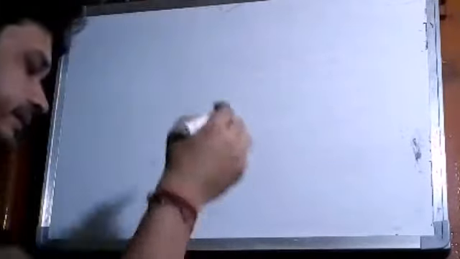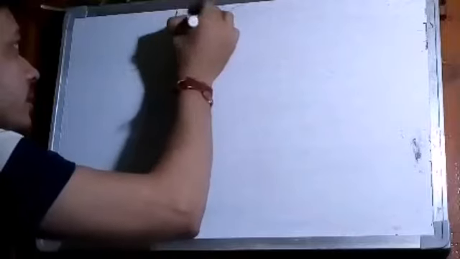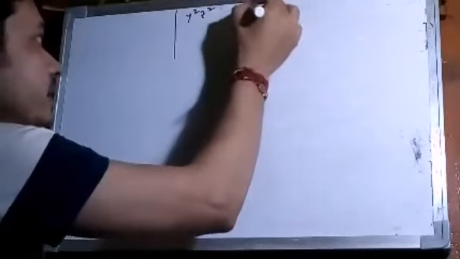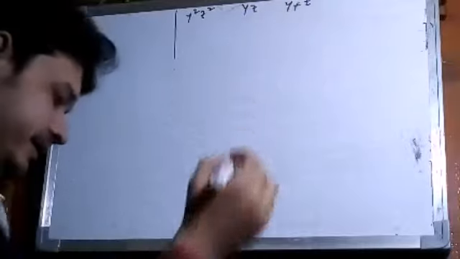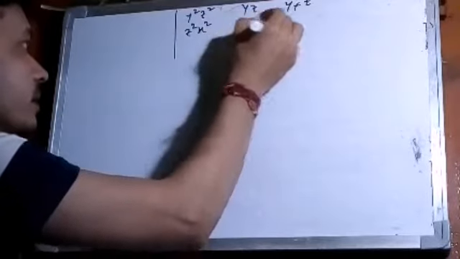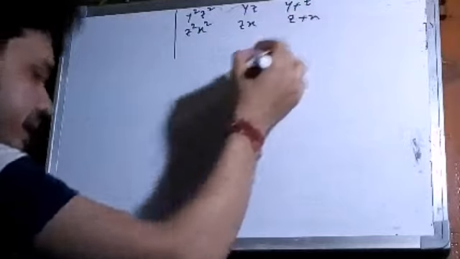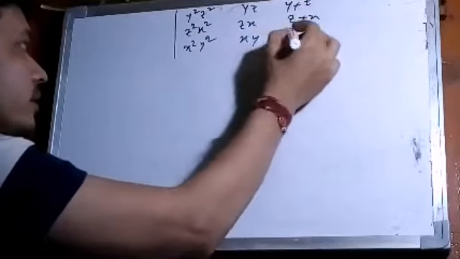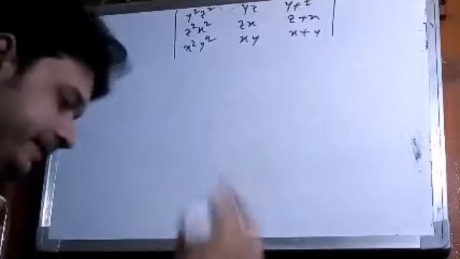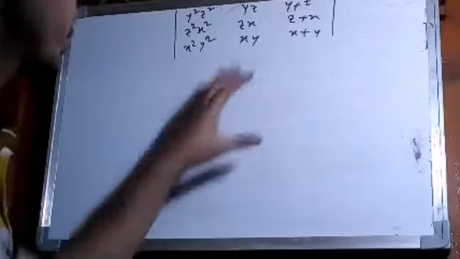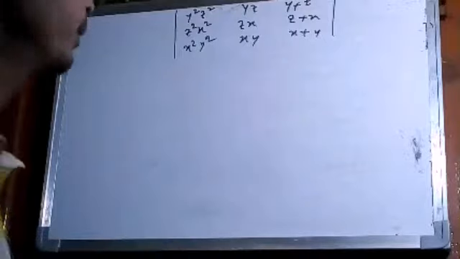The sum is the determinant: y squared, z squared, yz, y plus z; z squared, x squared, zx, z plus x; then we have x squared, y squared, xy, x plus y. This determinant we have to show equal to 0. All these are 2 marks questions as the number of steps are very few.